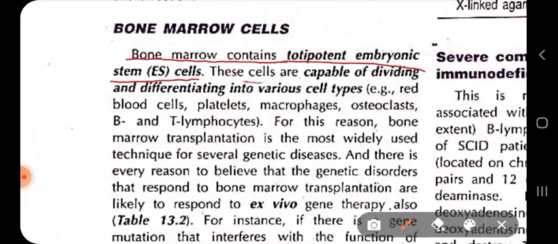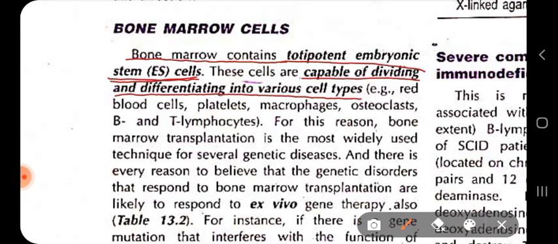Embryonic stem cells are found during the fetal stage, like the blastocyst stage, where we get embryonic stem cells from the inner cell mass. The bone marrow also contains embryonic stem cells which have totipotency in nature. That means they are capable of dividing and differentiating into various cell types, right?